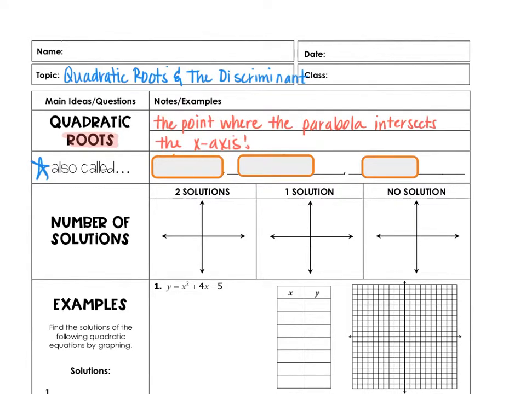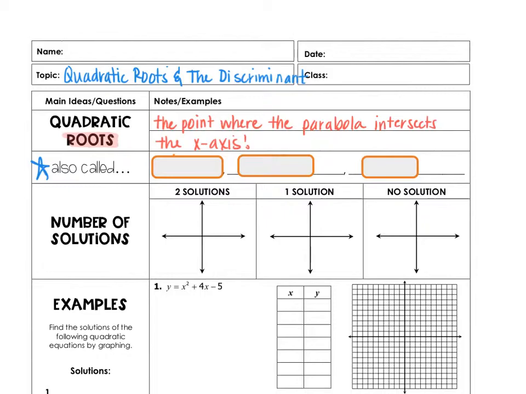Hey everyone, in this video we are going to be learning about quadratic roots and the discriminant. So let's get started with quadratic roots. So what are quadratic roots? They are the point where the parabola intersects the x-axis.